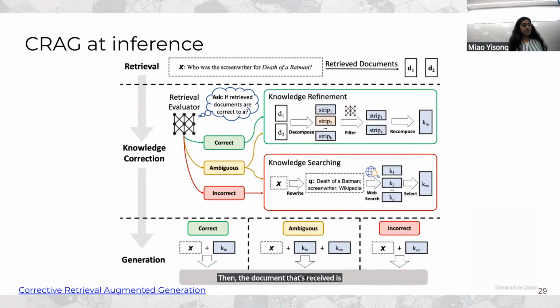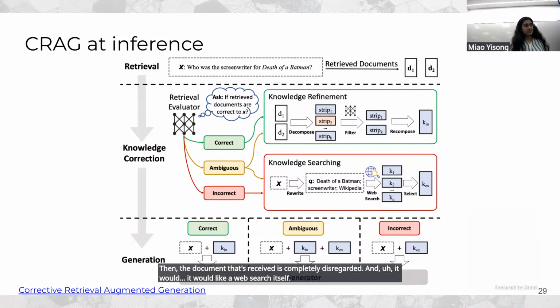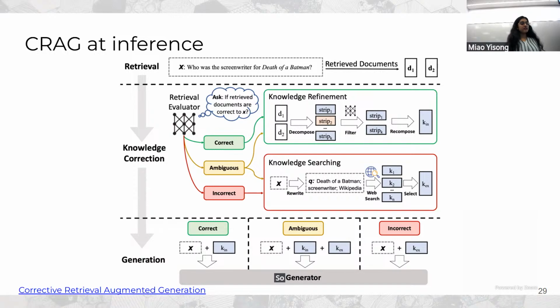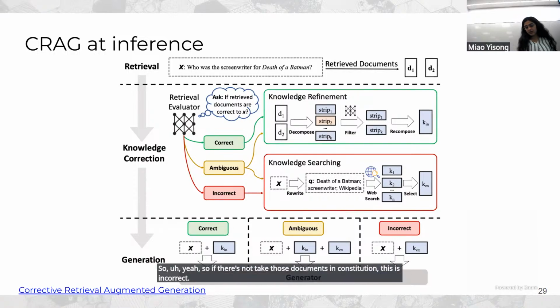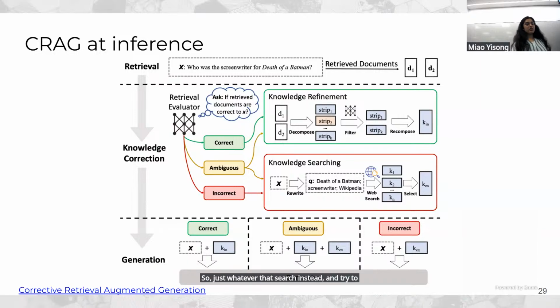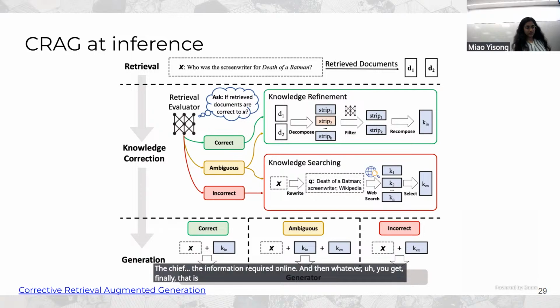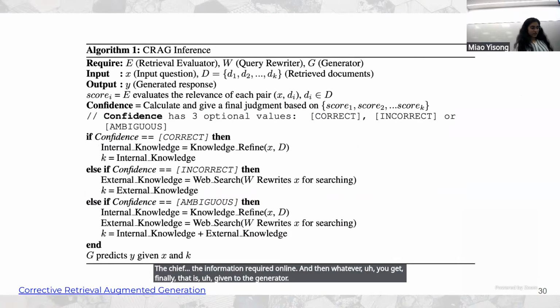And if it's incorrect, meaning the score is below a certain threshold, the retrieved documents are completely disregarded and it does a web search instead. It does not take those documents into consideration because they are incorrect. You just do a web search and try to retrieve the required information online, and whatever you get is given to the generator. That's how the algorithm works.